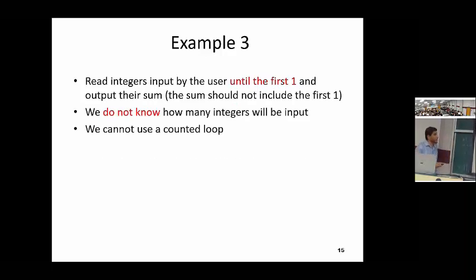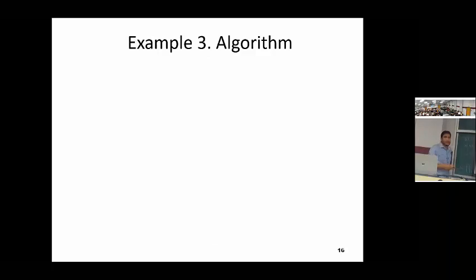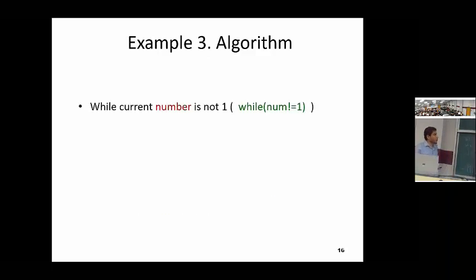Because again, we don't know how many integers. We can, in fact, if you want, use a for loop, but it's not the direct way of doing it, and we don't know how many iterations we're going to execute. So we would have something like a while, and if num is not equal to 1, that means this is a valid number to add to the sum, and then I will continue counting them.